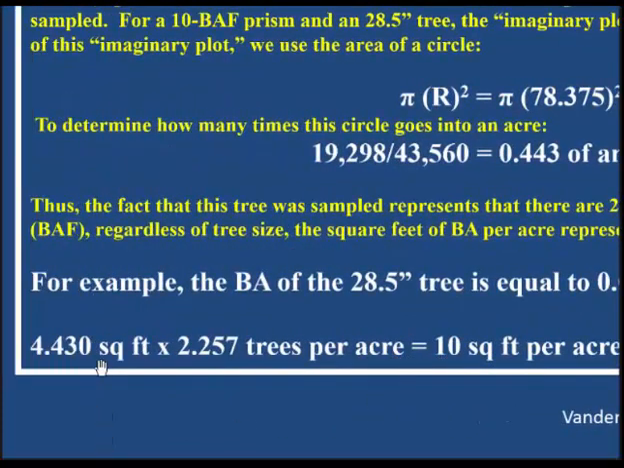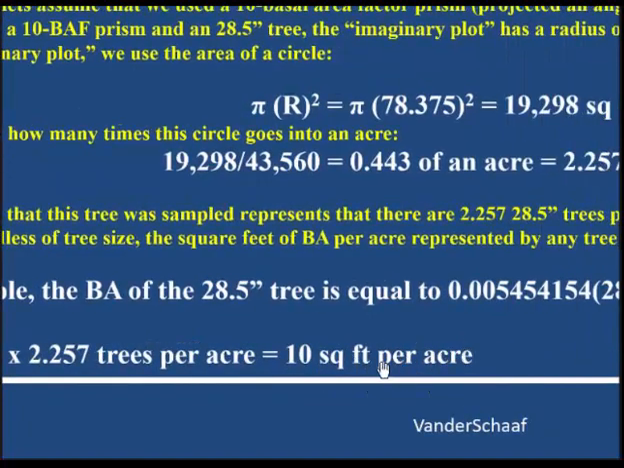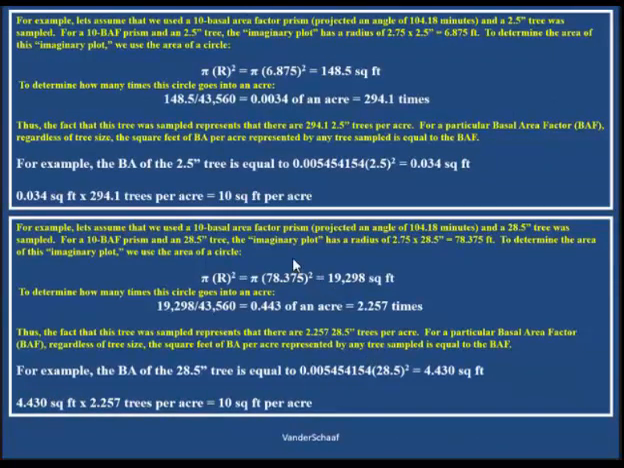And we were asking how many of these 28.5 inch trees, with this basal area of 4.43 square feet, exist per acre. We're saying that the fact that this 28.5 inch tree was sampled using the 10 BAF leads us to believe there's 2.257 of them out there, trees per acre. And then if we multiply those two numbers together, we get 10 square feet per acre. And that's the beauty of variable radius point sampling, horizontal point sampling: any tree that is sampled represents a constant basal area per acre, constant BAF. That's your basal area factor.